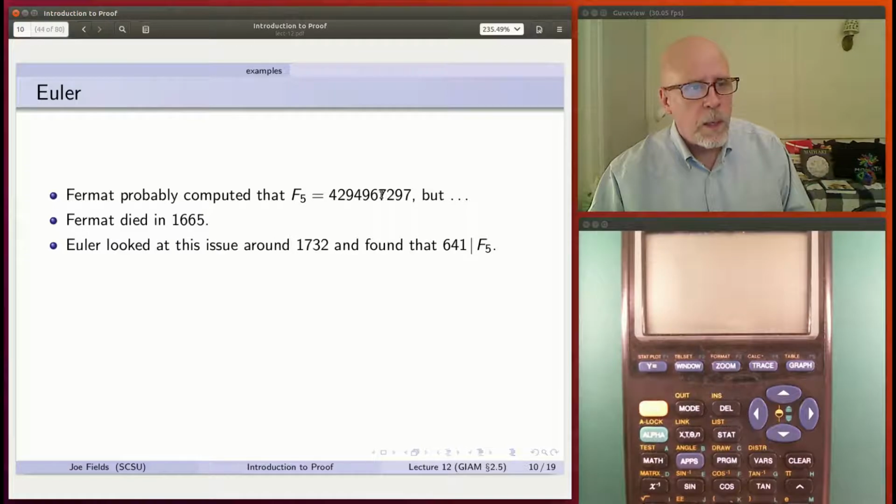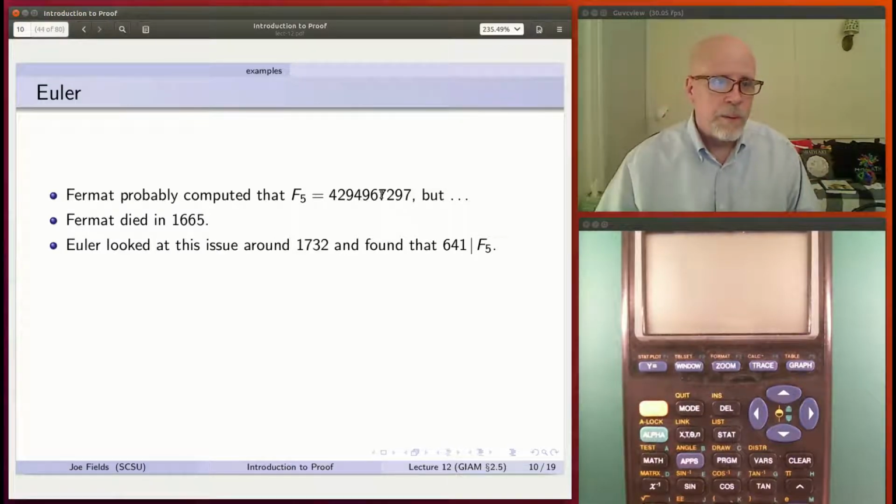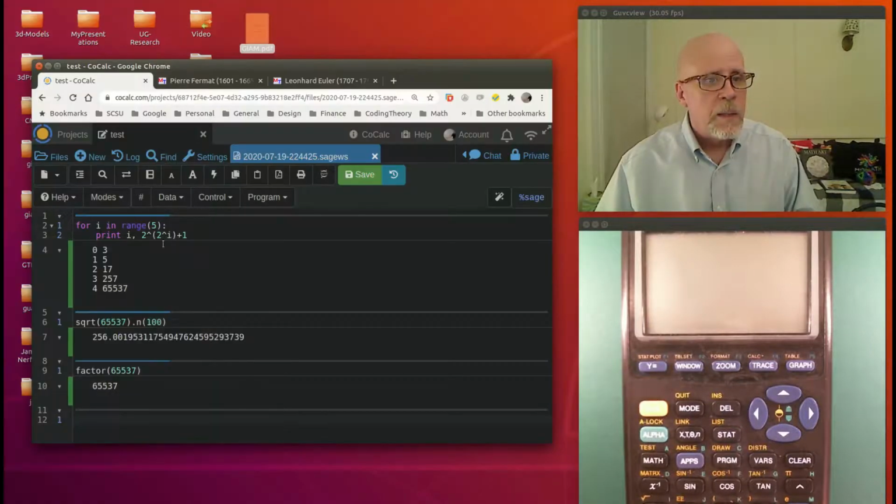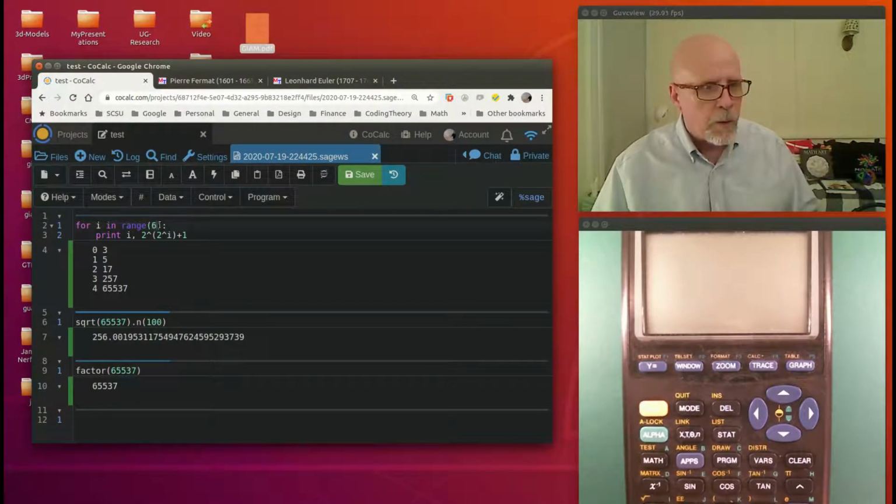So another guy, which I want to show you the biography of, Leonhard Euler, looked at this issue. He looked at it around 1732, and he found out that 641 is a divisor of F5. So let's go back to Sage and just take this one notch farther.